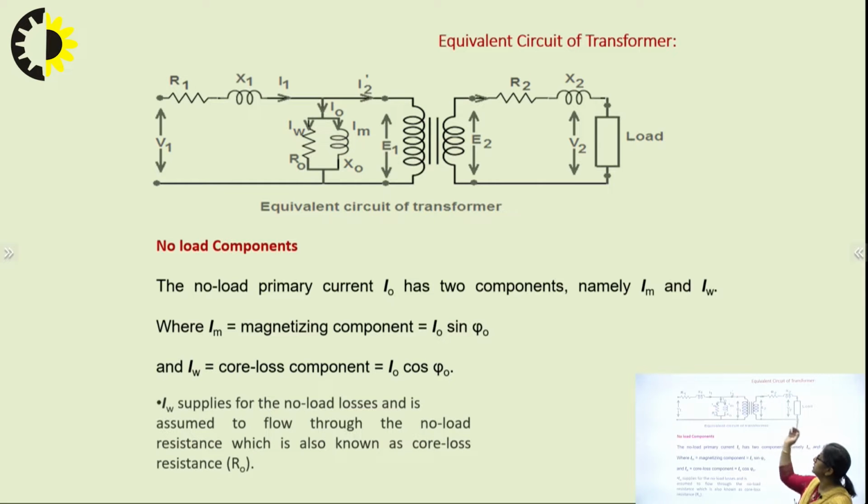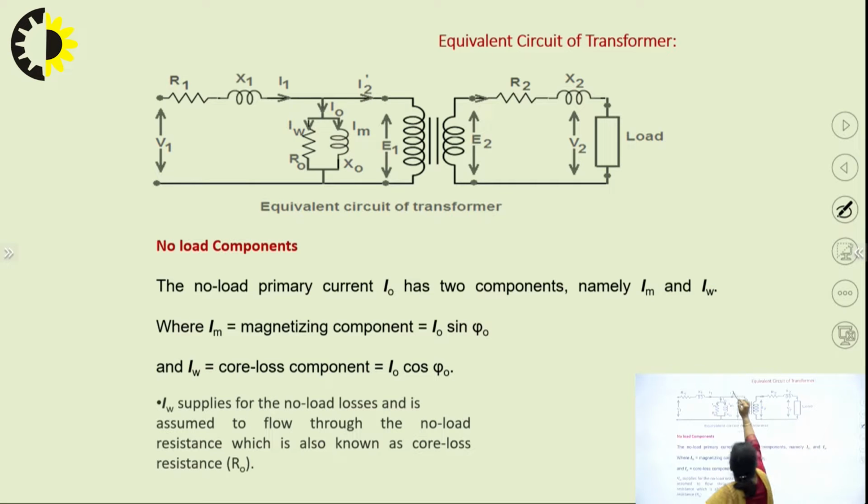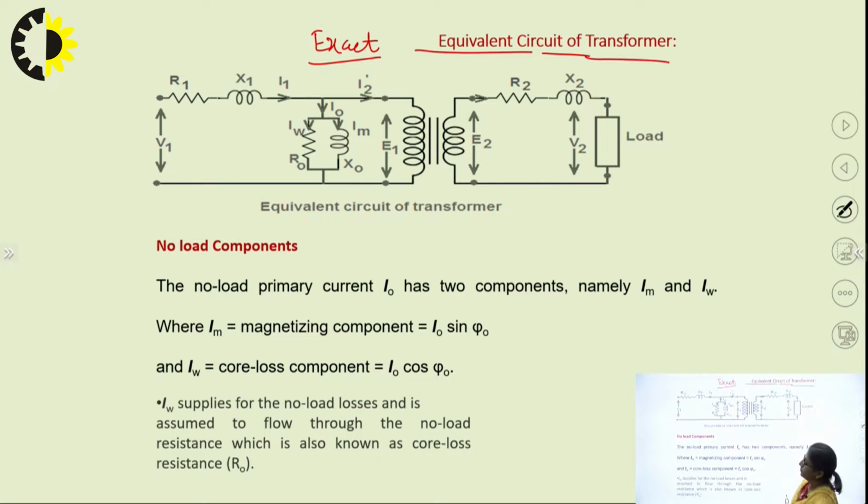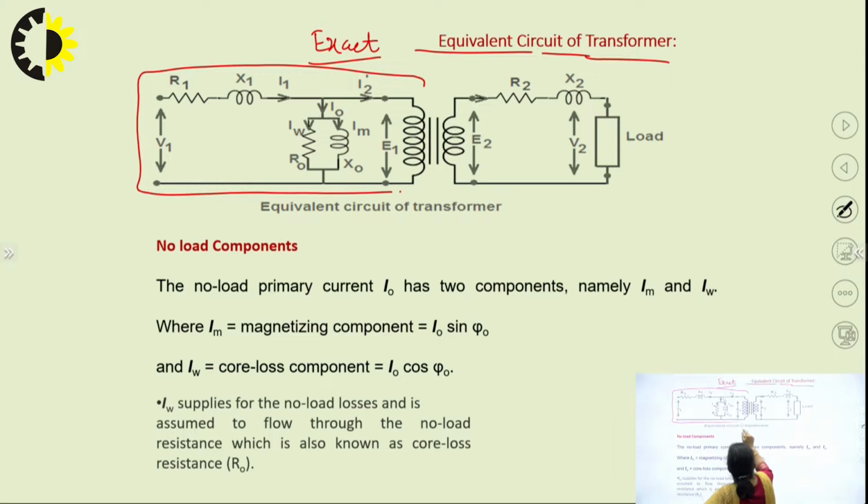So the very first equivalent circuit we are going to study is the exact equivalent circuit of the transformer. It is exactly the same way as the transformer is there. If you just see, this complete part gives us the primary circuit, and this gives us the complete secondary circuit.